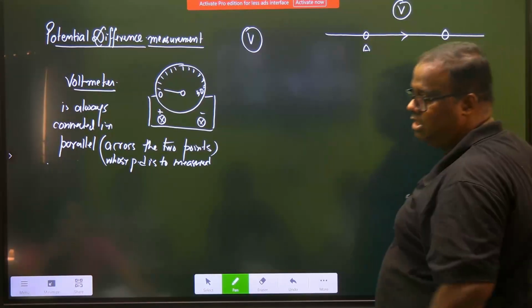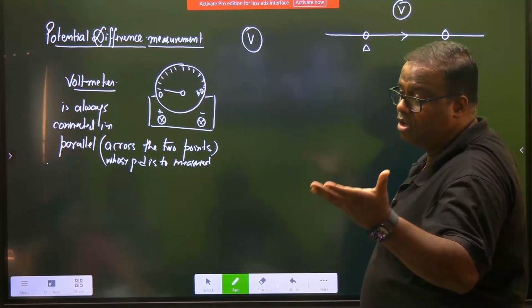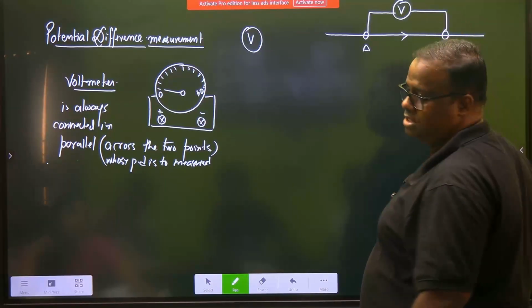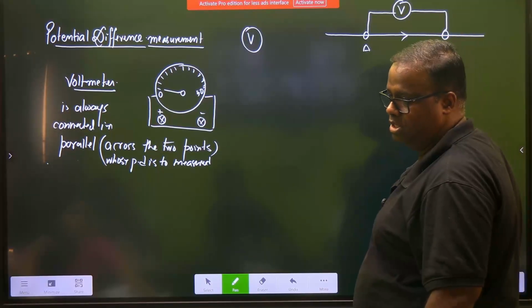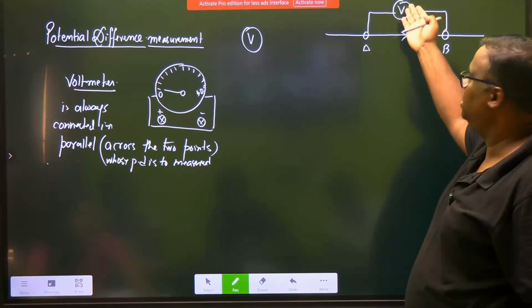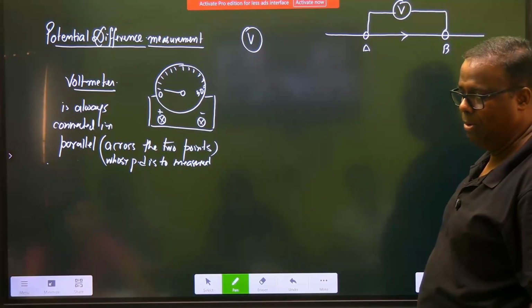How do I connect it? In parallel. And if you don't understand parallel, across the 2 points. So I connect it across the 2 points whose potential difference I want to measure. How is the voltmeter now lying here? Parallel to this line. Is this understood now?